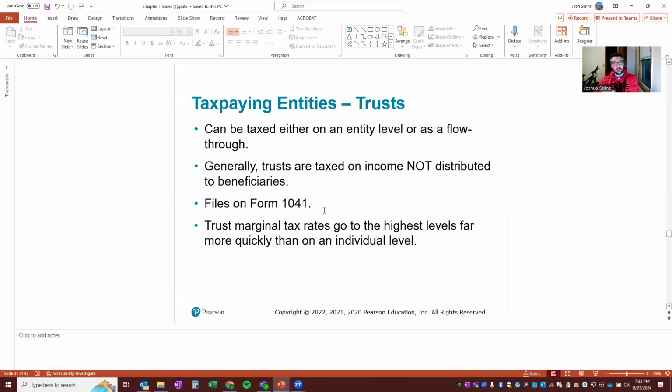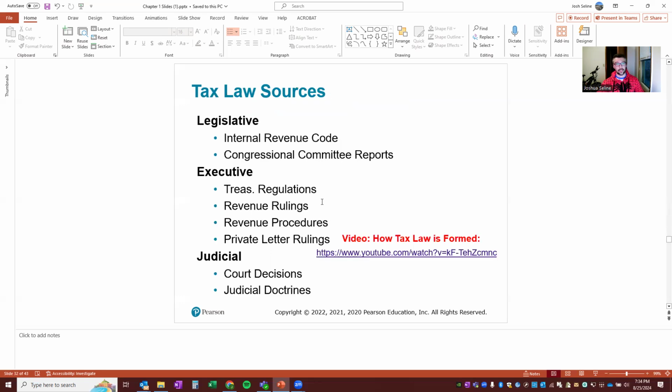Trusts can be taxed either at the entity level or flow-through. Generally, a trust pays tax on income not distributed to beneficiaries. It files a separate Form 1041. Trust marginal tax rates go to the highest levels far more quickly than at the individual level. I do want to draw attention to that, because that's the big thing with trusts: it doesn't take a lot until they're at that top bracket. I want to say it's somewhere in the 20 to 30,000 range until they're paying the highest tax rate.